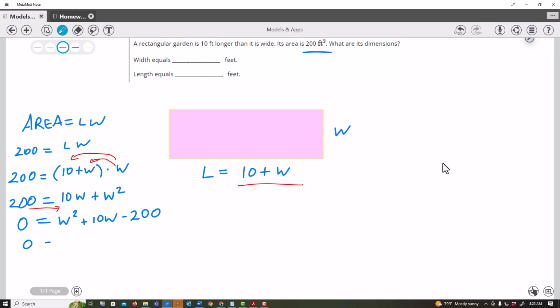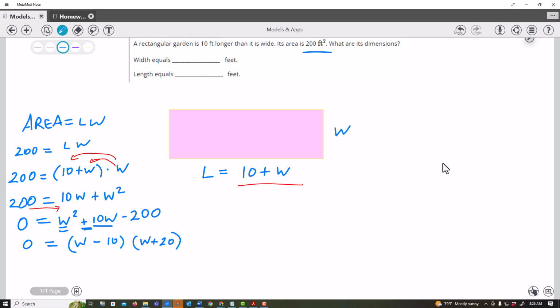And now I actually have something I can factor. I have a trinomial that I can factor. Well, I know W squared is W times W. And so I look to factor the 200, and I think, well, what about 20 times 10? And the reason that I picked 20 times 10 is I know 20 minus 10 will give me 10. Notice that the middle term is positive, so I know the larger value needs to be positive, and then of course you can FOIL this out to make sure that it works.